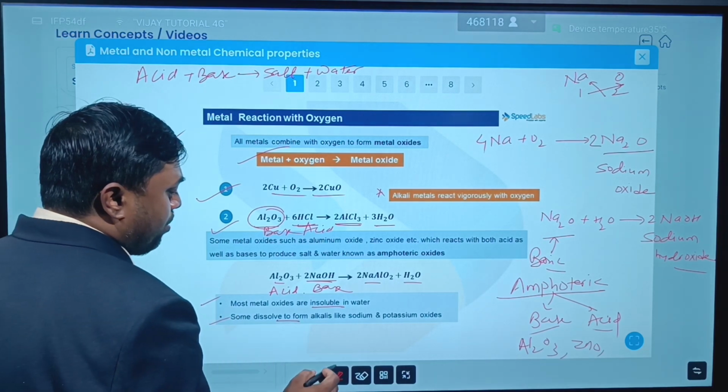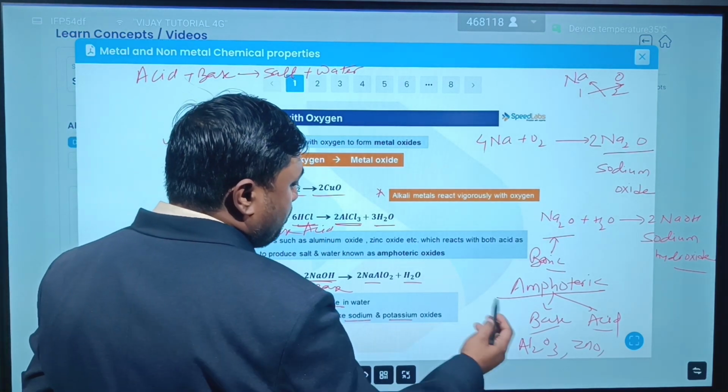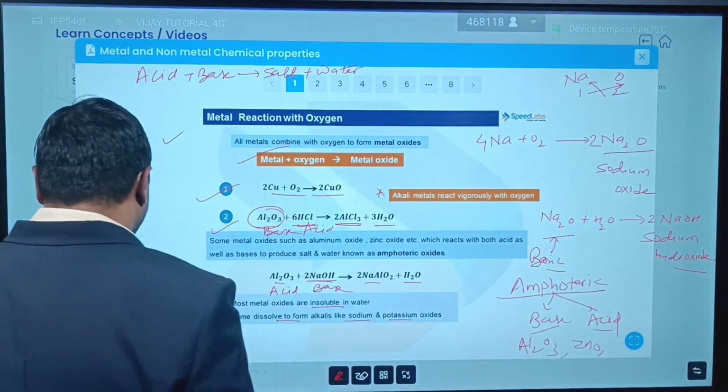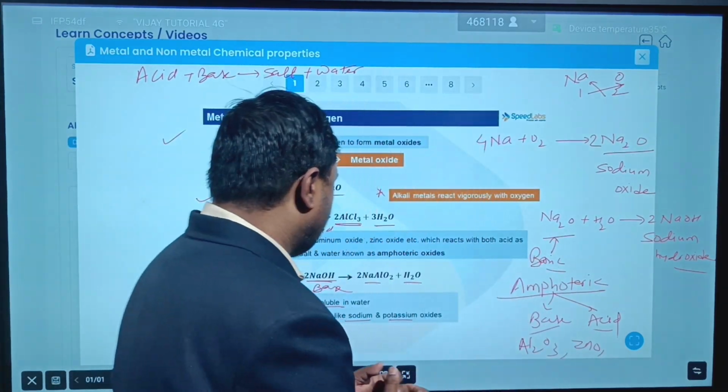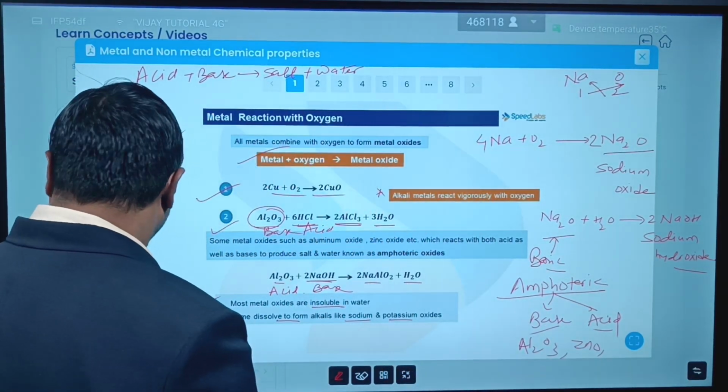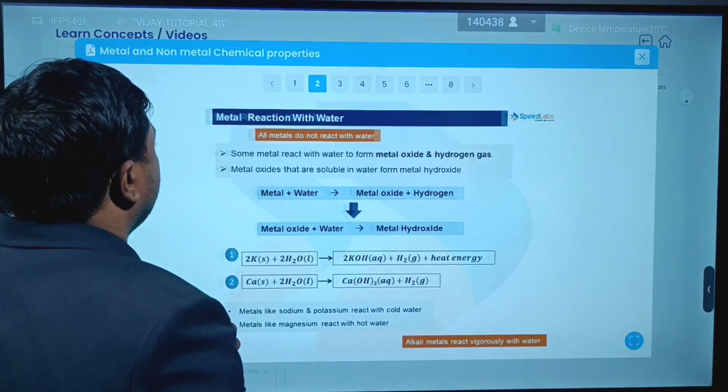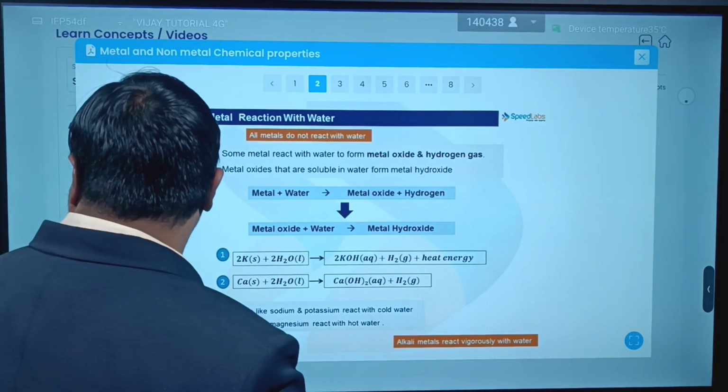Most metallic oxides are insoluble in water. Some dissolve to form alkalis like sodium and potassium. Okay, so hydroxides which are soluble in water are called alkalis. Now next we talk about the reaction of metals with water.